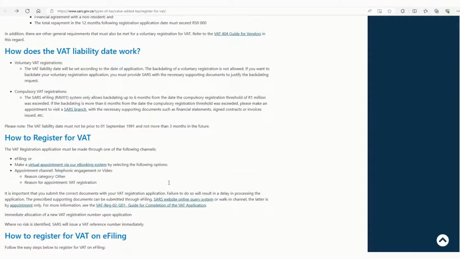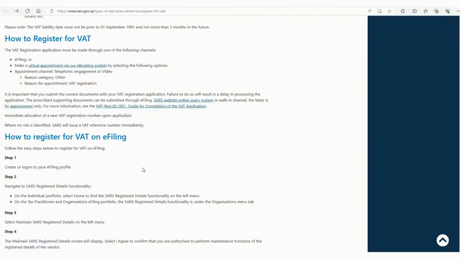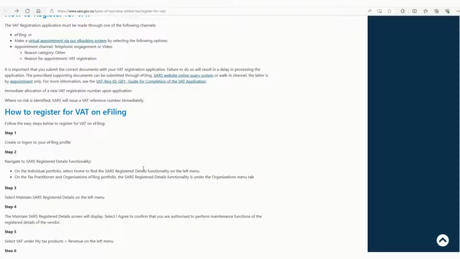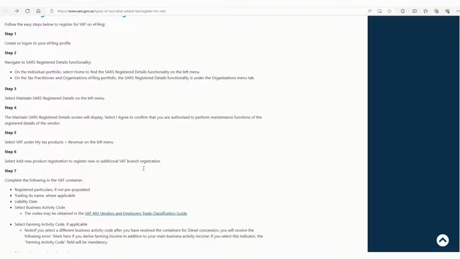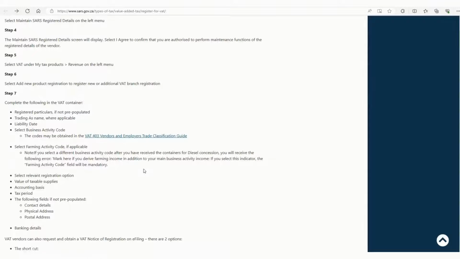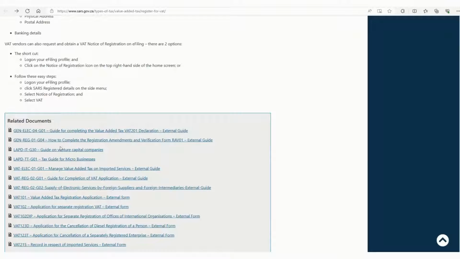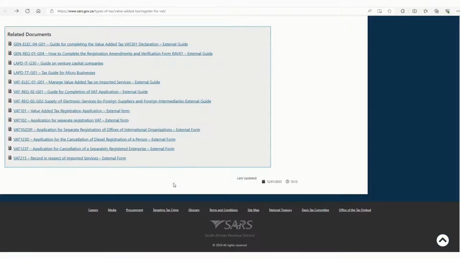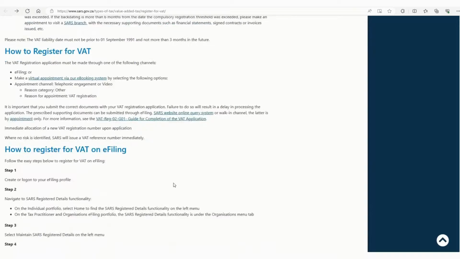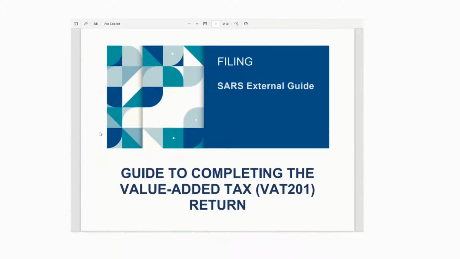And then on the SARS website, it shows you how to register for VAT, how do you kickstart the process on the SARS portal, and then going in to have an appointment and making sure that the necessary information is updated. And then there's a whole list of documents here that you can read through to help you understand how to use the process. There is the guide to completing the VAT 201 return.